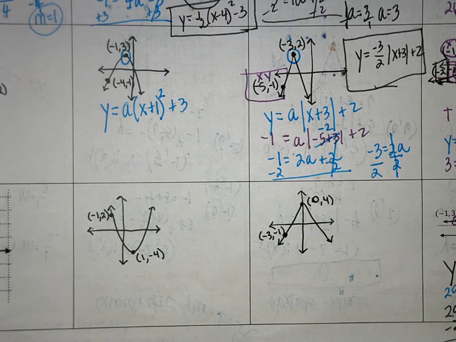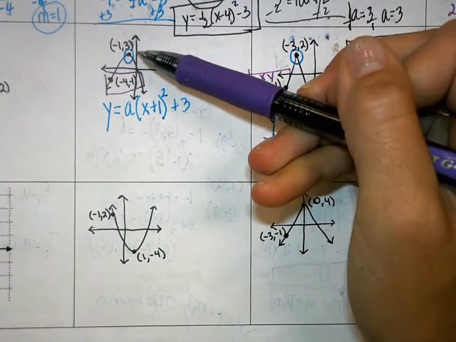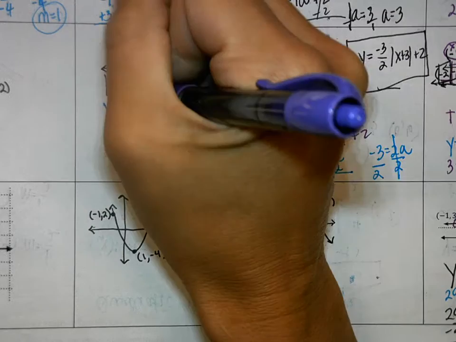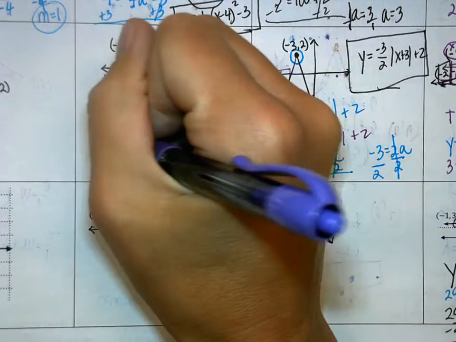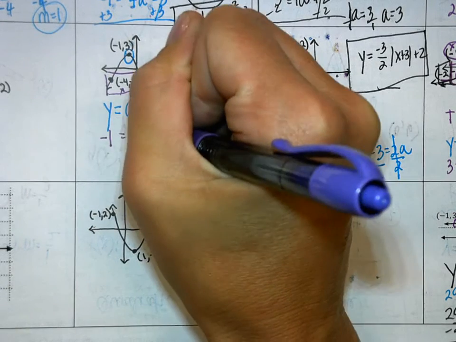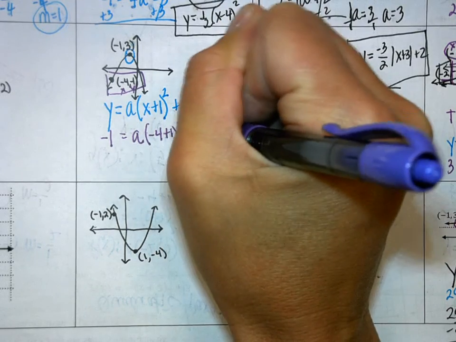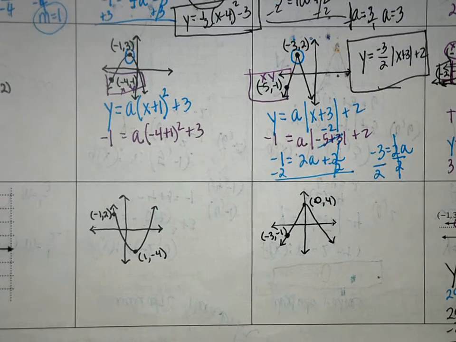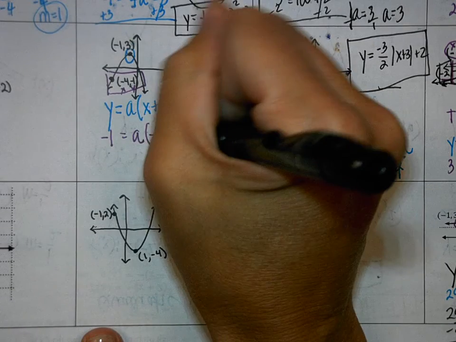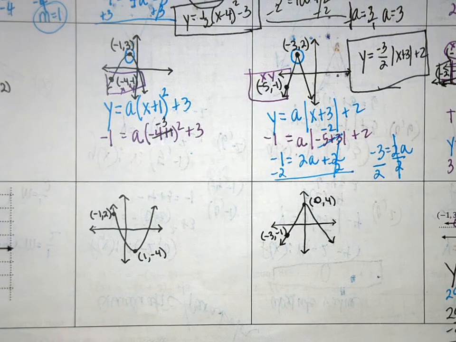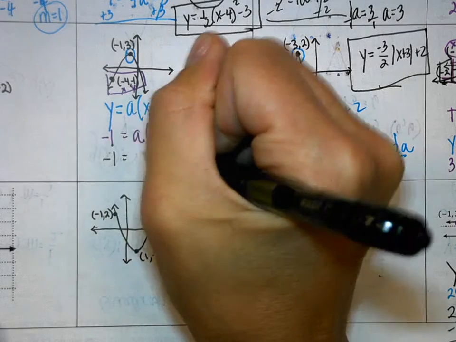Good, we have to plug in the other point. Okay, so I can't use my vertex. I have to use the other point. This is x and y. And so when I plug that in, I'm going to write -1 equals a parenthesis -4 plus 1 squared plus 3. What is -4 plus 1? Good, -3. And then when I square -3, what does it make? 9. So we have -1 equals 9a plus 3.